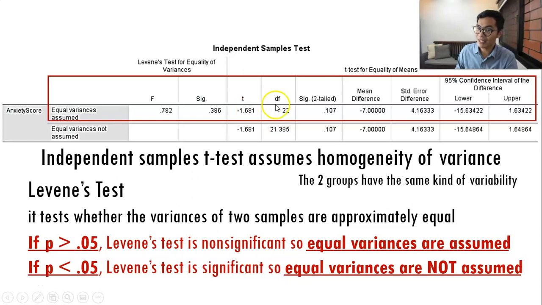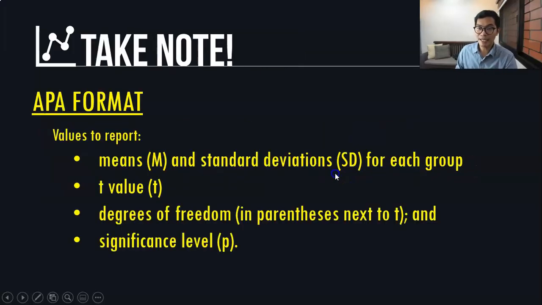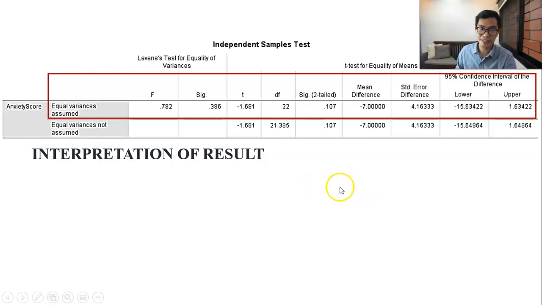So how do we interpret this result? You can see the t-value, the degrees of freedom, the significance value, and the other details. How do we interpret and write the results of the independent samples t-test? In APA format, what we need to report are the mean scores, so you go back to the SPSS result having the mean values per group, and the standard deviations, the t-value, the degrees of freedom, always in parentheses next to the t, and the significance level. So here's the interpretation.